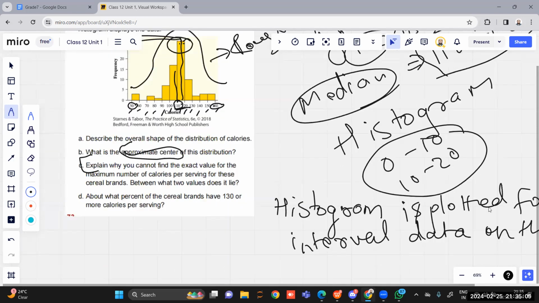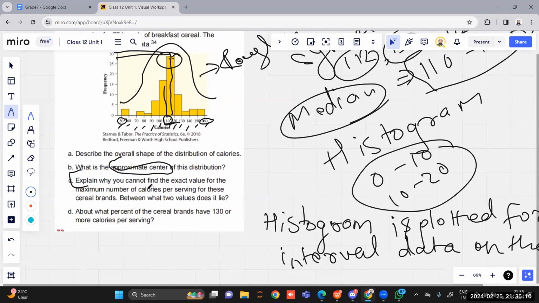The last question is about what percent of cereal brands have 130 or more calories per serving? So 130 or more. I need to draw this here at 130. The first bin is around two. The second bin I take as three, and the third is also three. So two plus three plus three is 7. Upon what is the total? 130 to 140 is 10, 10, 20, 30.